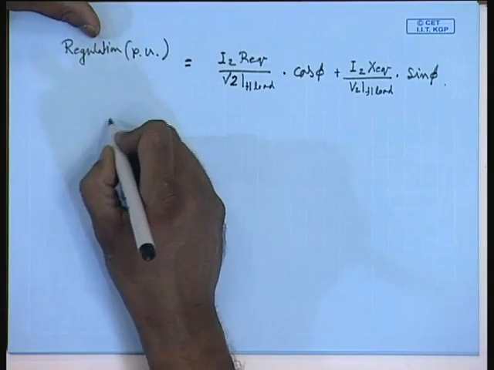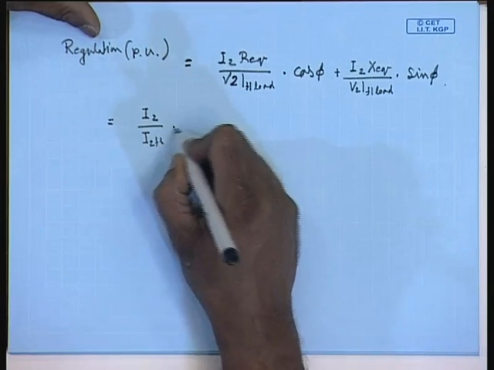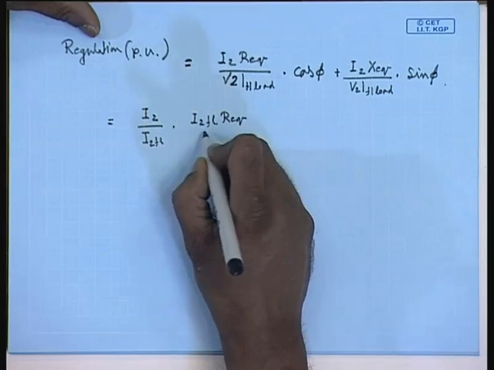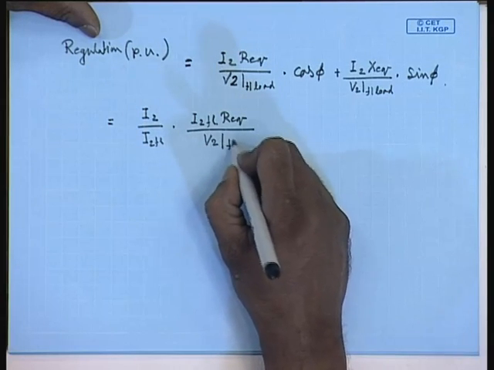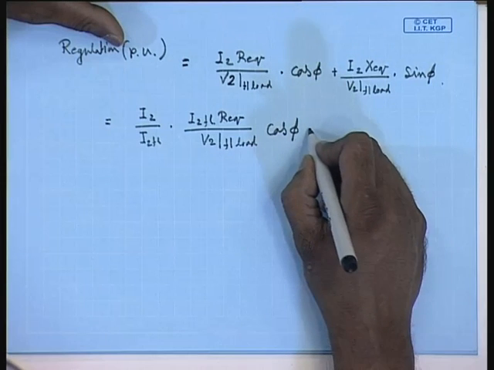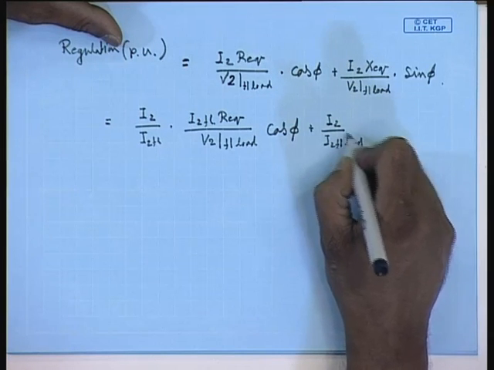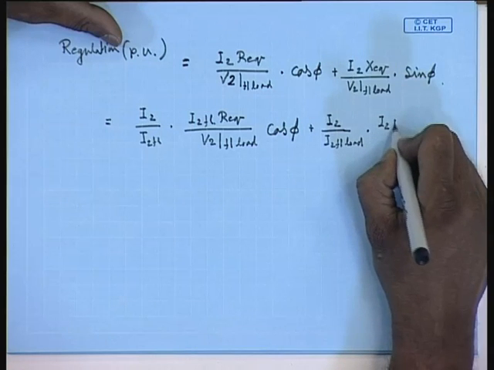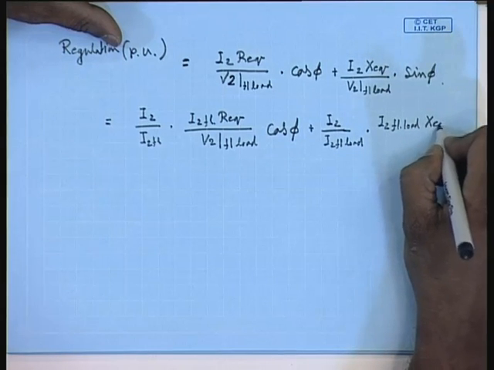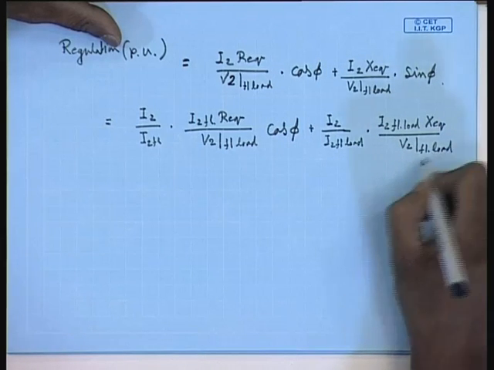This can be written as I2 divided by I2 at full load, into I2 full load Req by V2 full load, cos phi, plus I2 by I2 full load, into I2 full load Xeq divided by V2 full load, sin phi.